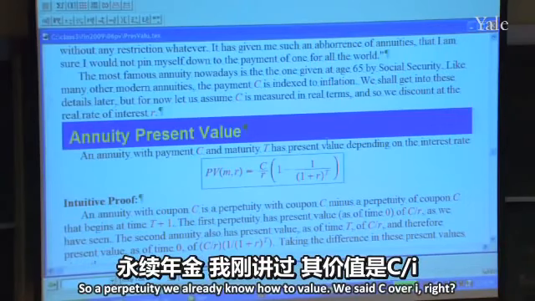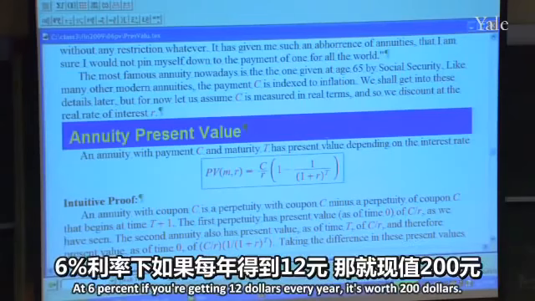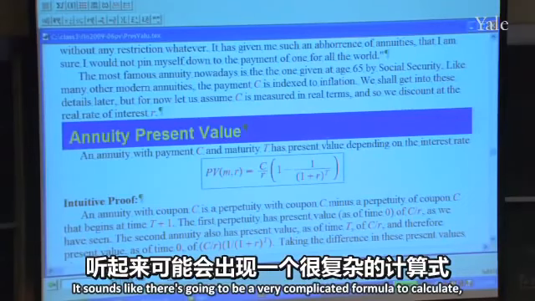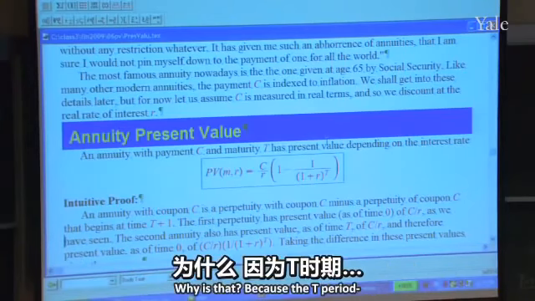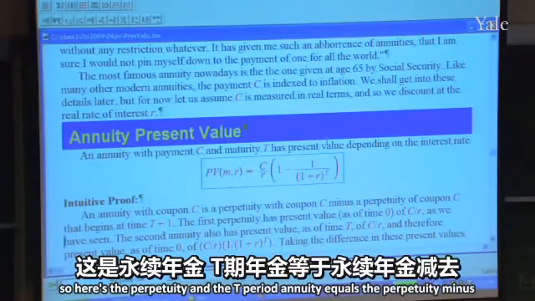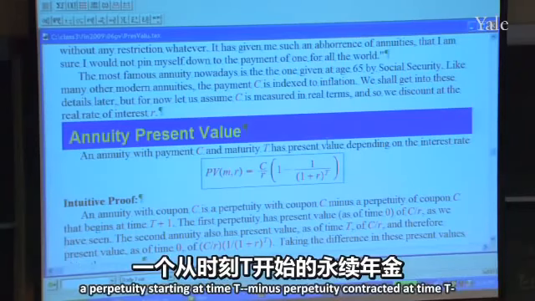So a perpetuity, we already know how to value. We said C over I. At 6%, if you're getting $12 every year, it's worth $200. Now, what if it gets cut off at T? It sounds like there's going to be a very complicated formula, but actually it's a very simple formula. Why is that? Because the T period annuity equals the perpetuity minus a perpetuity starting at time T.